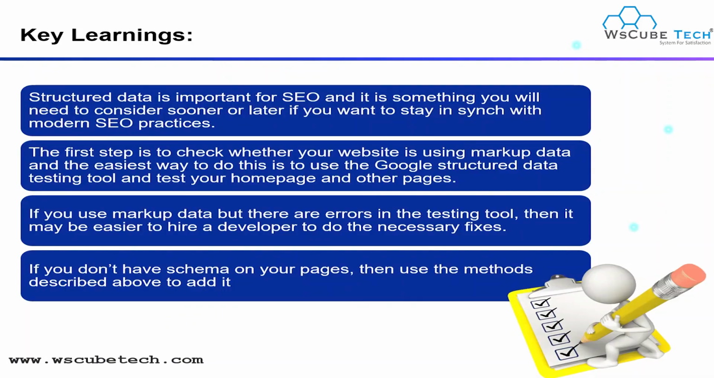Now, the key learning from schema markup is that structured data is important for SEO, and it is something you will need to consider sooner or later if you want to stay in line with modern SEO practices. So the first step is to check whether your website is using schema markup data, and the easiest way to do this is to use the Google Structured Data Testing Tool and test your homepage and other pages. If you use markup data but there are errors in the testing tool, then it may be easier to hire a developer to do the necessary fix. And if you don't have the schema on your pages, then use the methods described above to add it.